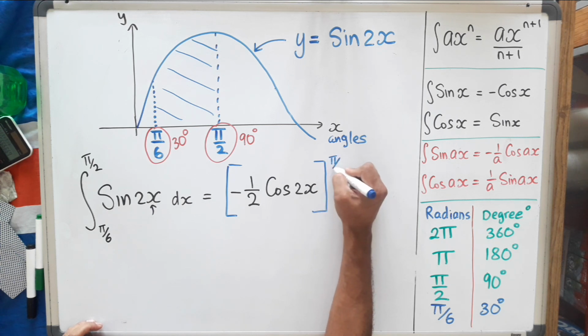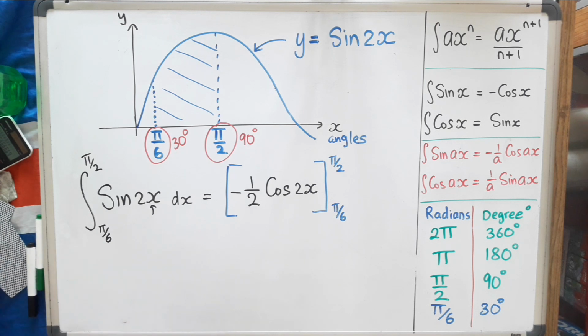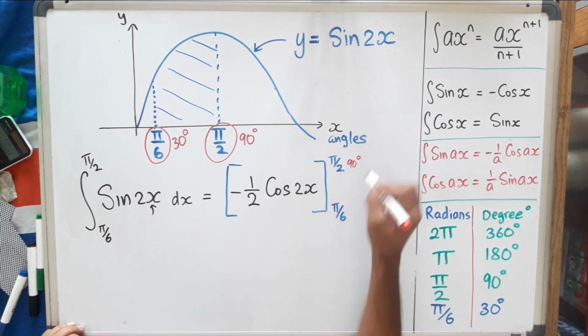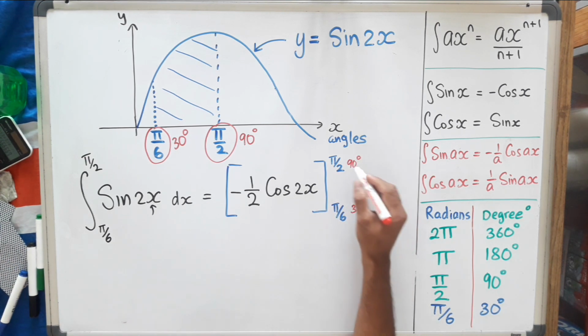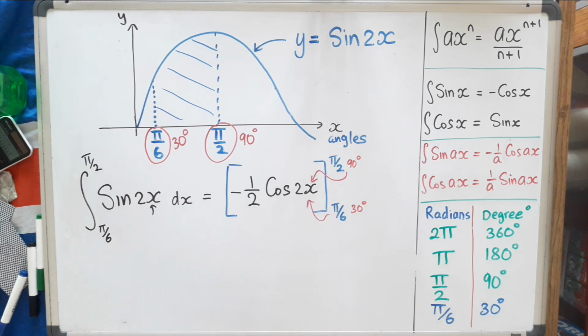And you put pi on 2 and pi on 6. But you know this is really 90 degrees and this is really what? 30 degrees. So we have to put this inside here and then put this inside here and minus both answers. So let me write this out. Give me a few seconds here.